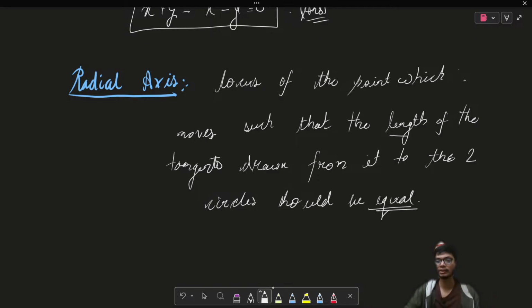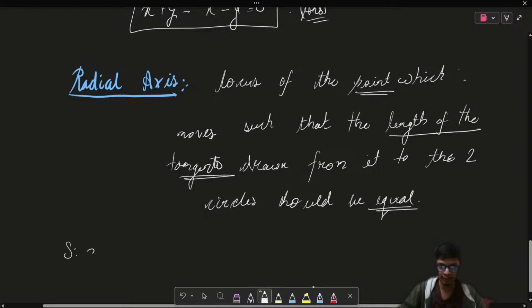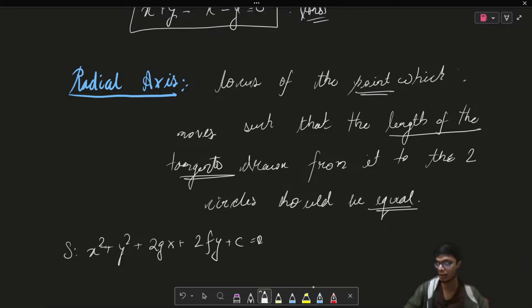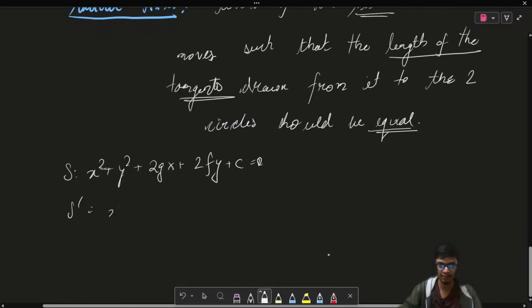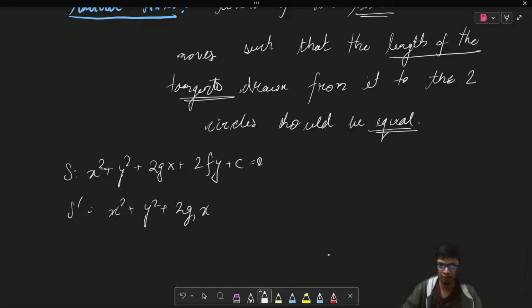So we should have the length of the tangent drawn from that particular point to the two circles should be equal, right? So if I have to assume the equation of the circles, let us assume the equation of one circle as x square plus y square plus 2gx plus 2fy plus c is equal to 0, and let us assume the other circle as S dash, given as x square plus y square plus 2g1x plus 2f1y plus c1 equals 0.